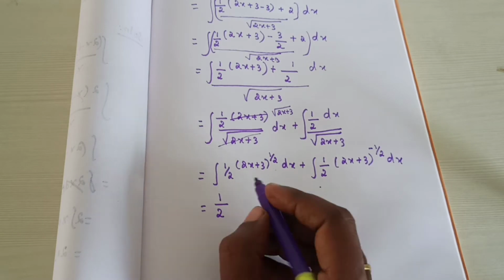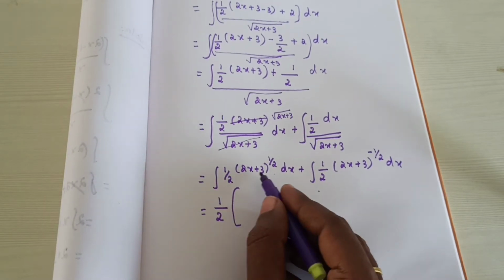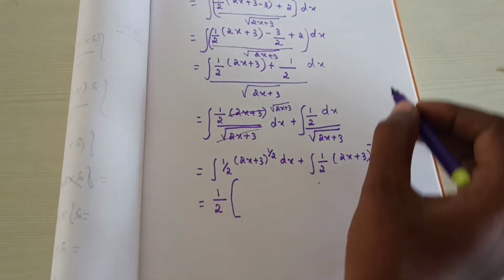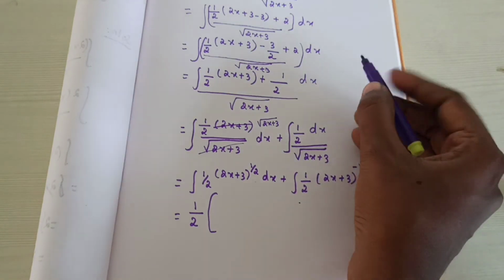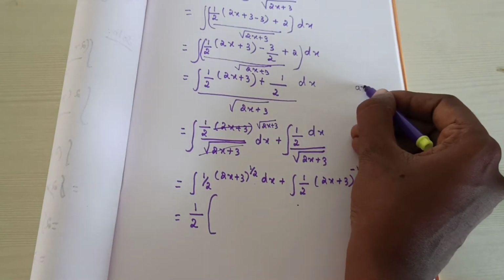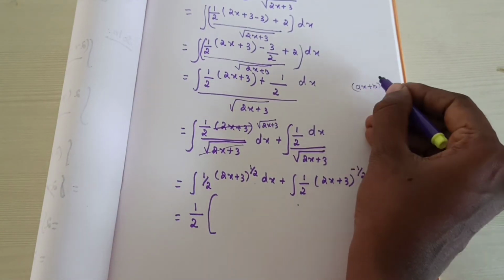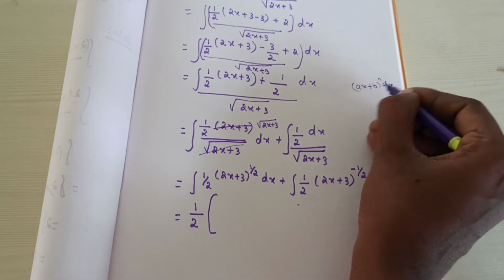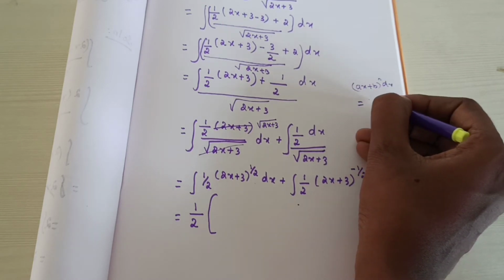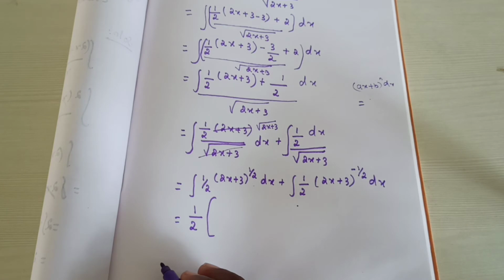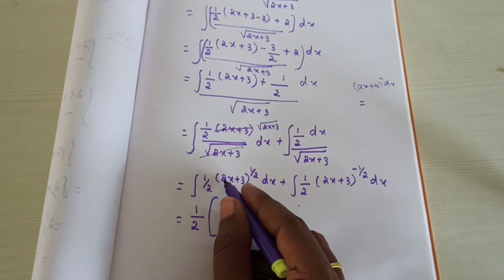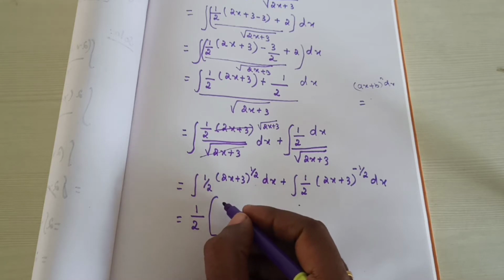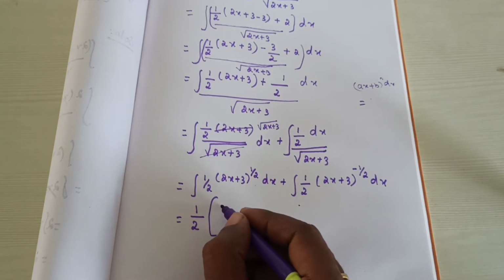you can take it outside. 1 by 2 outside. Now we can integrate. In the last class I taught you one formula, is it right? What's the formula I taught you? Ax plus b the whole power n dx is equal to, that I taught you, is it right? So that formula we need to use. What I said, we will divide by the coefficient of a, is it right? So what will happen here? What's the coefficient of a?